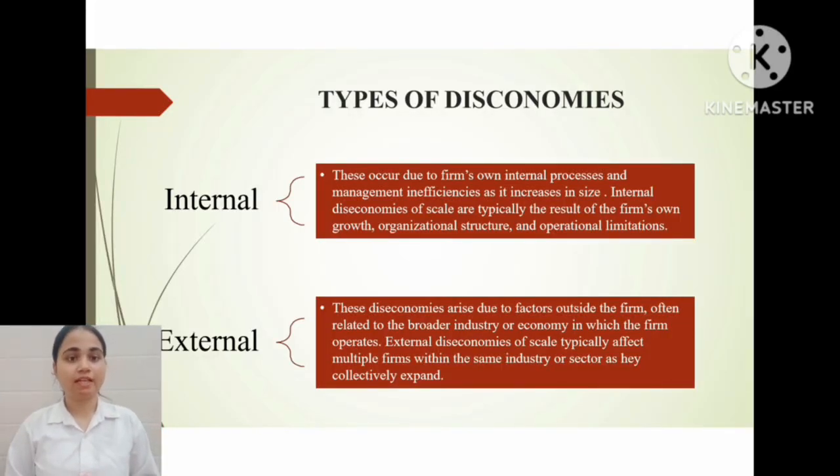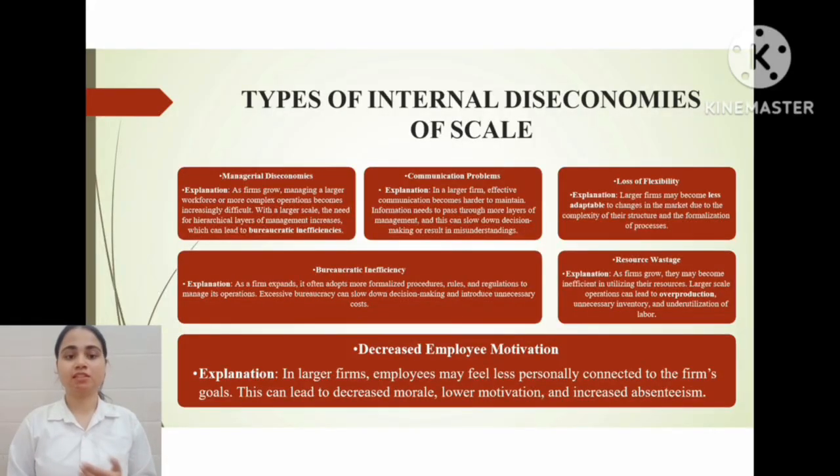In the next slide, we have the types of internal diseconomies. As you can see, there are six parts. First one is managerial diseconomies. Second is communication problems. Third is loss of flexibility. Fourth one is resource wastage. Fifth one is bureaucratic inefficiency. Sixth one is decreased employee motivation.